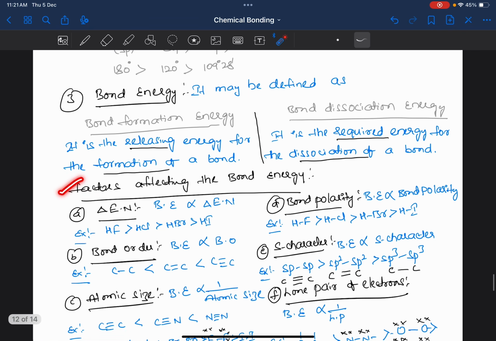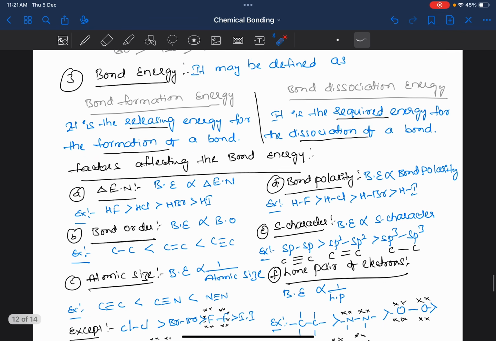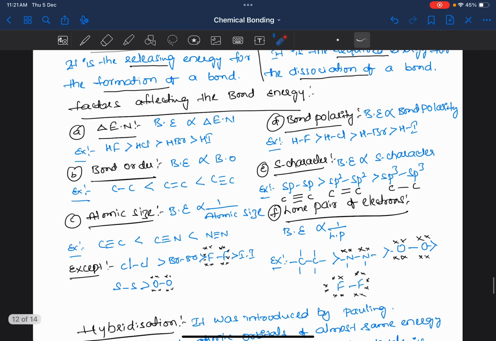Now, which factors affect the bond energy? Here are some points. First point, electronegativity difference. Bond energy is directly related to electronegativity difference, meaning on increasing electronegativity difference, bond energy increases. How? On increasing electronegativity difference, attraction increases, no? Along with that increased attraction, bond energy increases. Therefore, the bond energy is more for HF than HCl than HBr than HI.